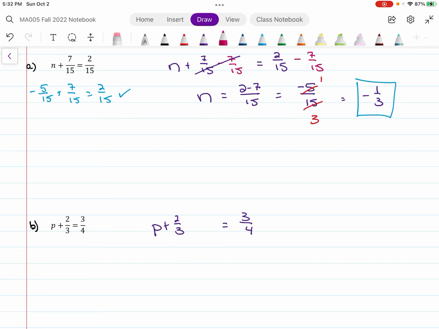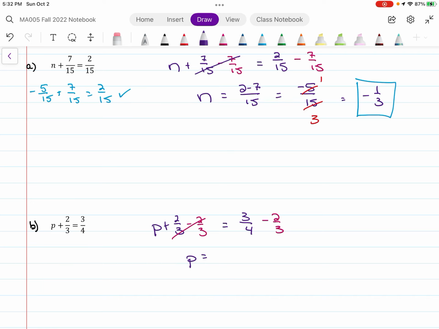Okay, so I went ahead and rewrote it. I want the p by itself, which means I'm going to have to subtract the 2/3 from both sides. How do I know I subtract? Because it is the opposite of addition, right? It's what's going to get rid of it. So it's going to subtract out to make 0, and p is going to be by itself.